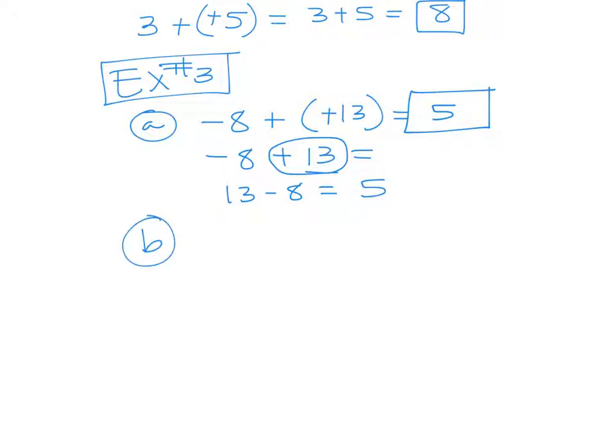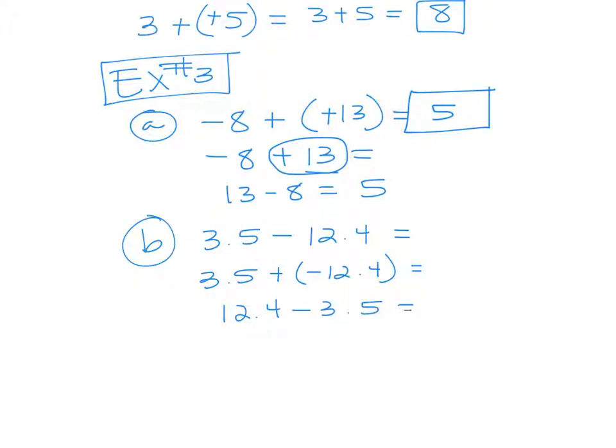How about this one? If I give you 3.5 minus 12.4. Okay, 3.5 minus 12.4. So if you're subtracting, you're actually adding the what? The opposite. So you're going to do 3.5 plus a negative 12.4. Okay, do I add those two numbers or subtract them? If there's one of each, you subtract. So you're going to do 12.4 minus 3.5.